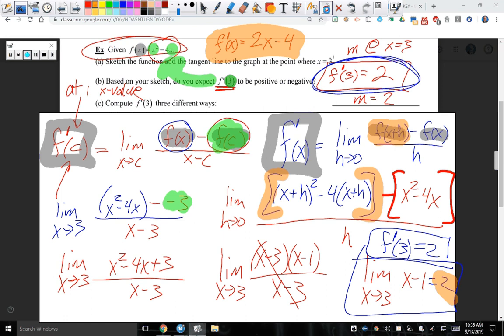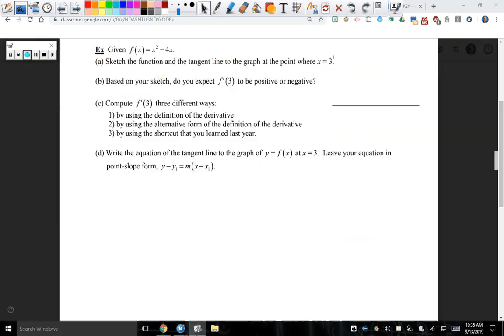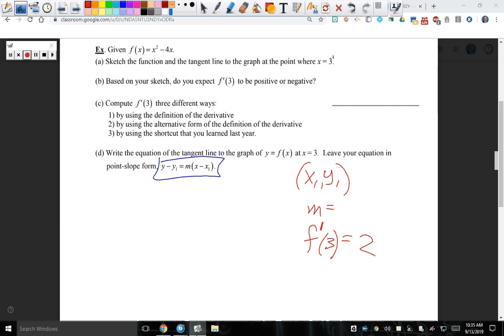Alright, so the last bit that we're going to do on this is that we're going to write the equation of the tangent line. Okay? So this is just a position, x1, y1, and a slope. Now we're in calculus, so we're going to say, what is the slope at 3? We said it was 2. Okay? So the slope at 3 is 2. You with me?